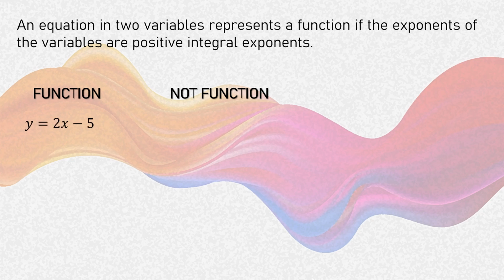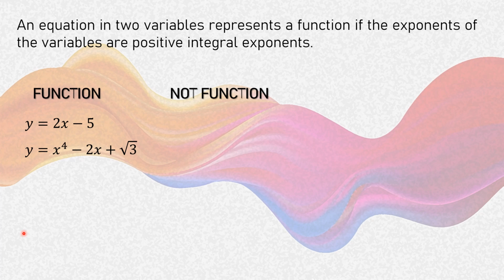For example, we have y equals 2x minus 5 and y equals x to the fourth power minus 2x plus square root of 3. As you can see, we don't have an exponent in 2x. So, ibig sabihin meron tayong positive 1 as integer or positive integral exponent. And then, sa x raised to 4 naman, positive yung 4, which is exponent ng variable x. So, this is also a function.